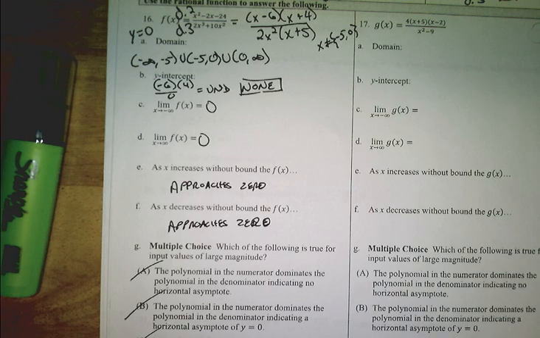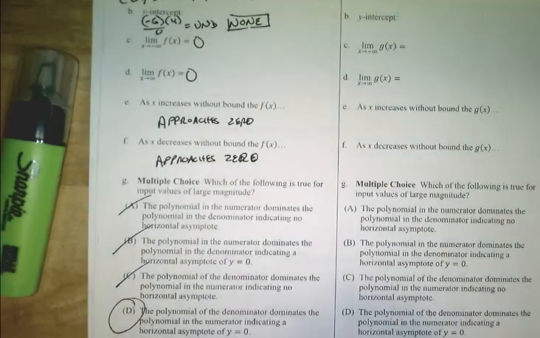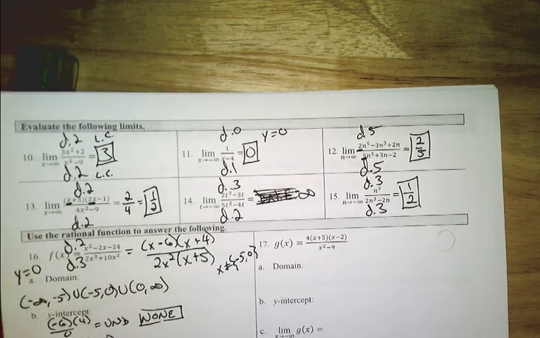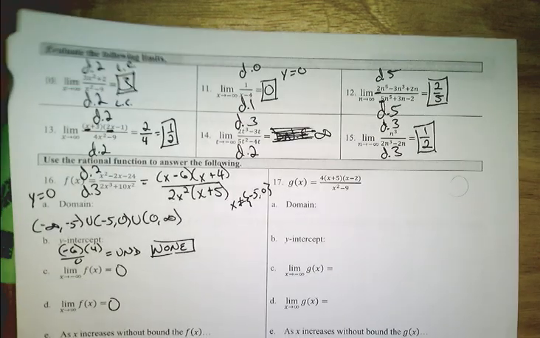Neither polynomial of the rational function dominates the other. So that's if they're even. Okay. Good deal. So, next one, 17.